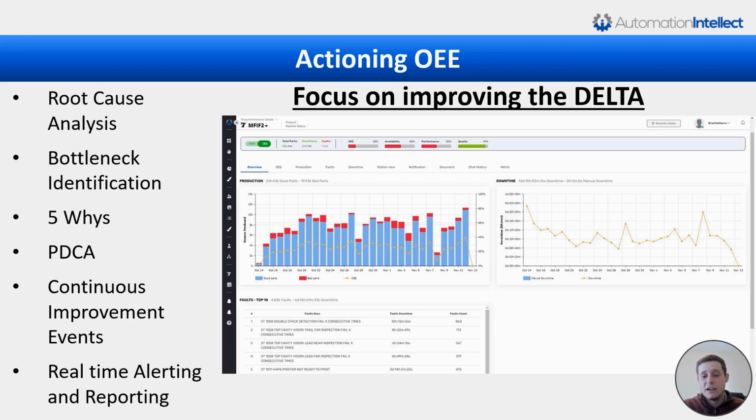Automation Intellect and these webinars seek to help your team action OEE data through root cause analysis, bottleneck identification, 5 whys and continuous improvement events through the plan, do, check, act scenario. And then lastly, Automation Intellect specializes in providing real-time alerting as well as sustenance reporting along the way.